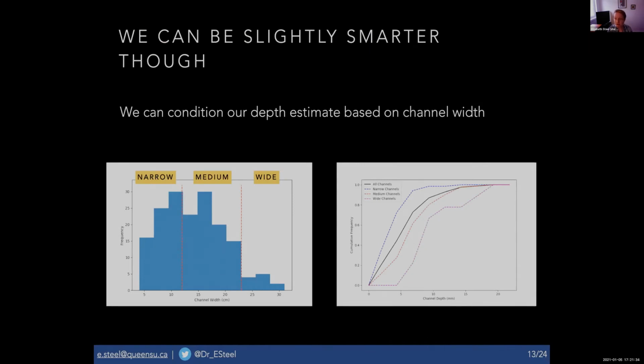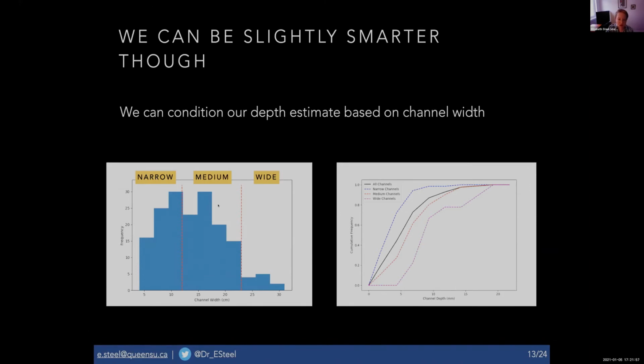So maybe we look at a river and we're trying to estimate the depth of that river. And we know that it's a wide channel, for example. We can break down our data set into the distribution of depths from narrow channels versus medium channels versus wide channels. So here what I'm showing you is a distribution of all the different channel widths in the system. And we can just break these up.